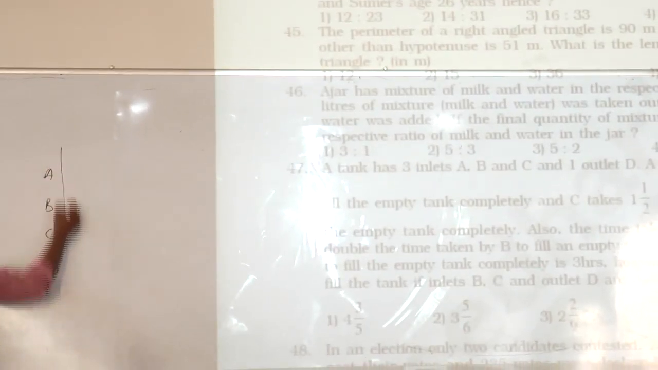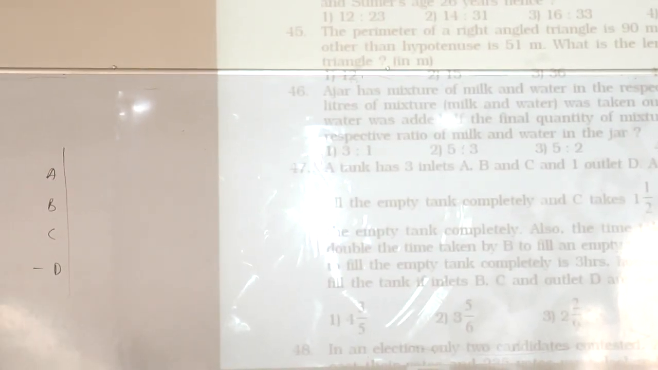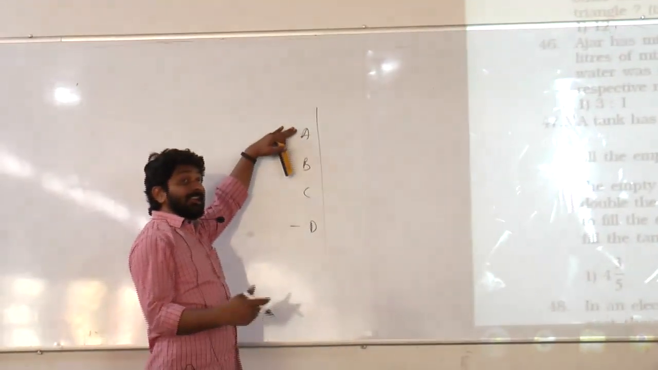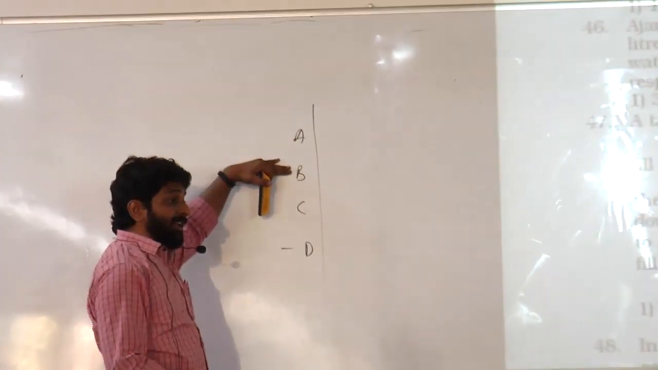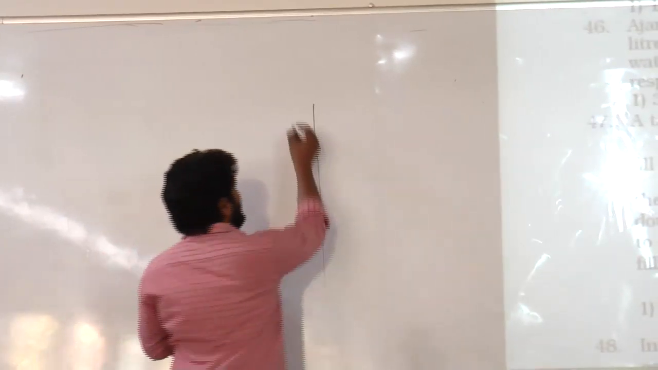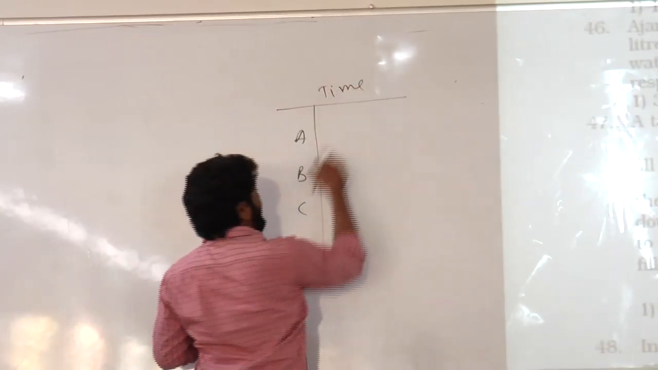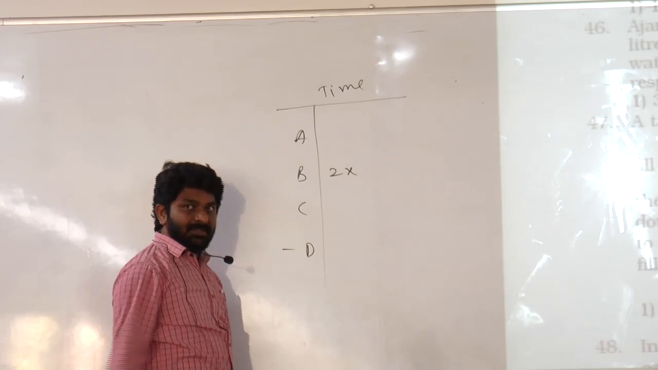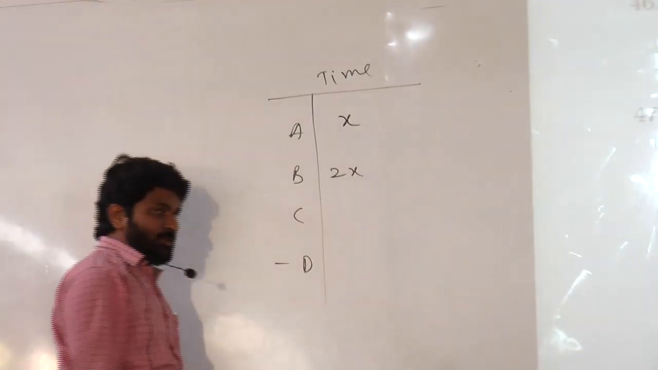(47) A tank has 3 inlets A, B, C and 1 outlet D. A takes half the time taken by B to fill the empty tank completely. So A, B, C are inlet pipes and D is the outlet pipe. Let me write it as minus D. A can fill the tank in half the time taken by B. So if B takes 2x hours, A takes only x hours to fill the tank.